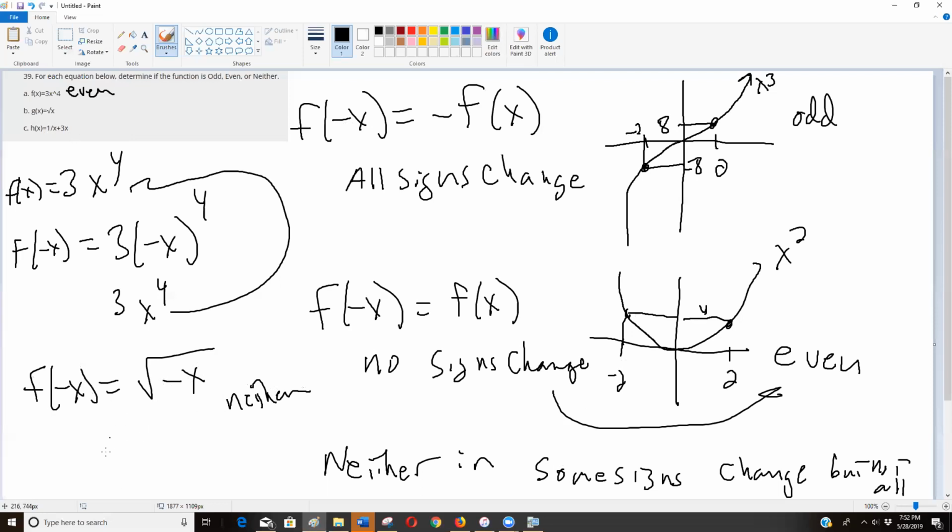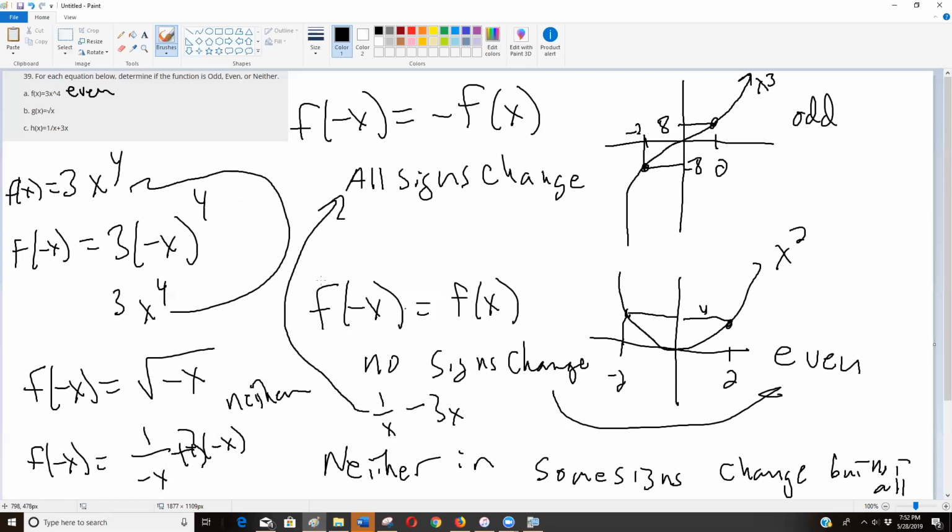Okay. And then with this 1 over x plus 3x, what's f of negative x? It equals 1 over negative x plus 3 times negative x. So 1 over negative x is negative 1 over x. And then 3 times negative x is negative 3x. See how all the signs change? It was positive, now it's negative. All are negative. So that means it's an odd function.